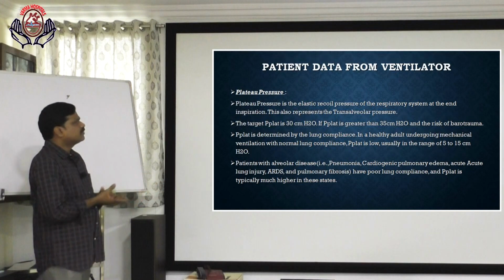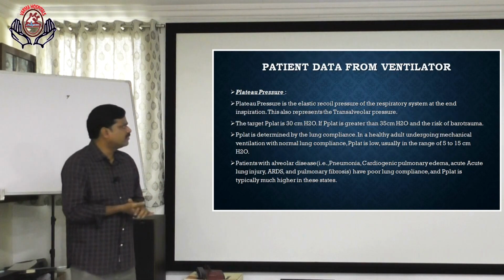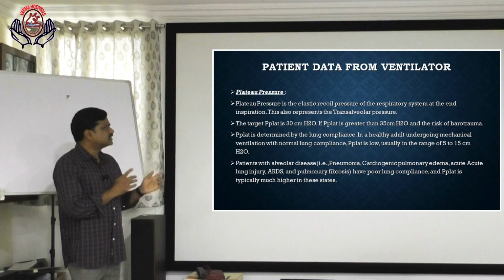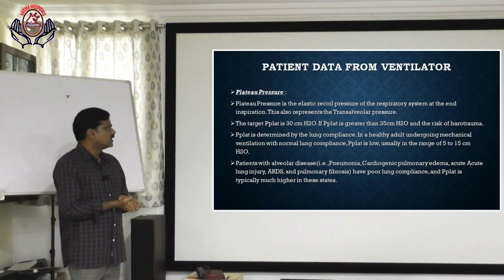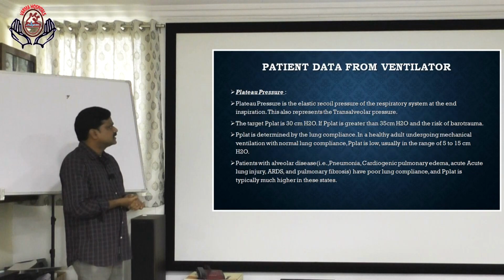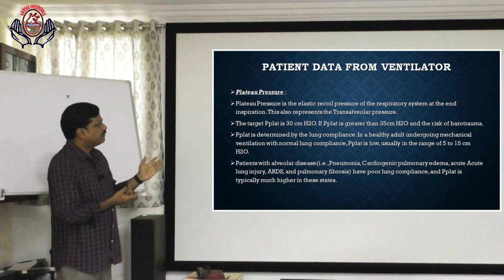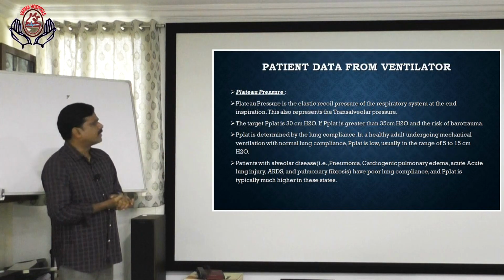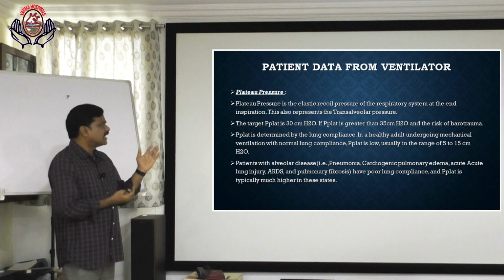Plateau pressure. Plateau pressure is the elastic recoil pressure of the respiratory system at the end of inspiration. This also represents the transalveolar pressure. The target P-plat is 30 centimeters H2O. If the P-plat is greater than 35 centimeters H2O, there is a risk of barotrauma. P-plat is determined by the lung compliance.